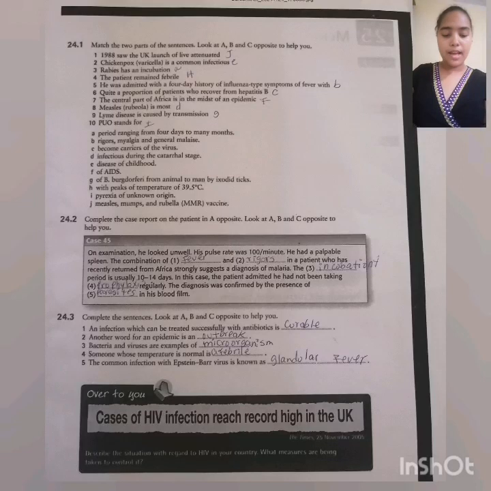A. Melons rubiola is smoked. D. Infection during of the cataract stage. 9. Lyme disease is caused by transmission. Is it G? Of B. Burglary from animal to man by using tick. 10. PUO stand for is I. Pizzeria of unknown original.